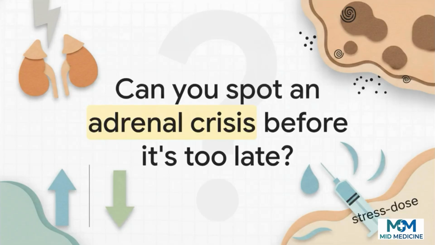So the big question is, will you be able to spot the subtle clues of an impending adrenal crisis before it's too late? By understanding the vital differences between primary and secondary failure, keeping an eye out for that MSH-driven hyperpigmentation, and reminding your patients to stress dose those steroids, you are well on your way.